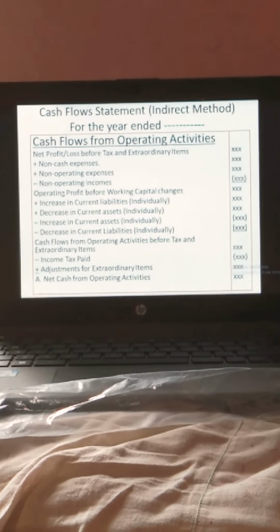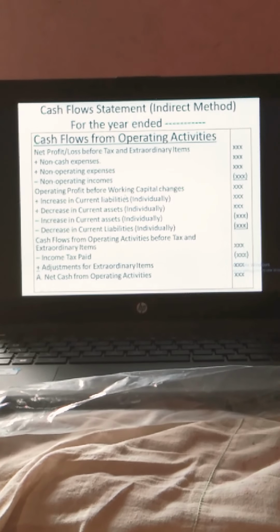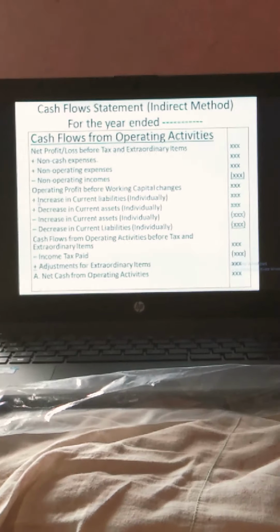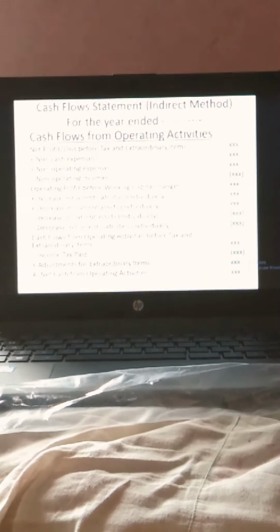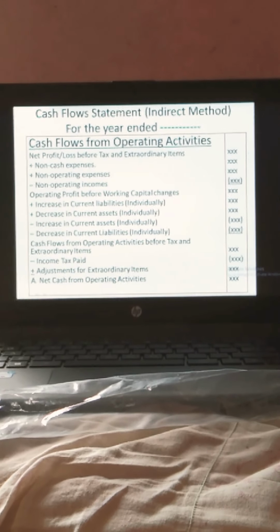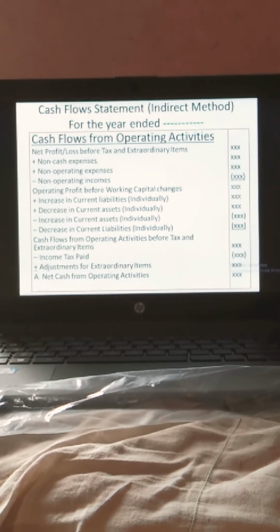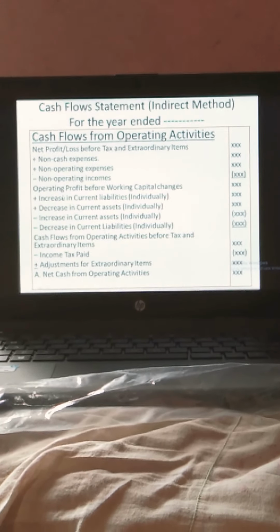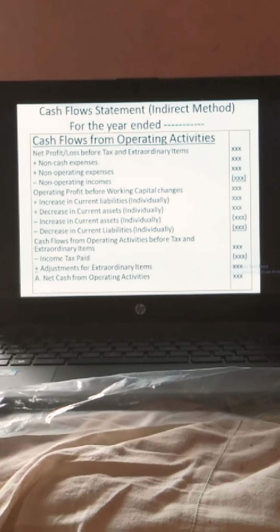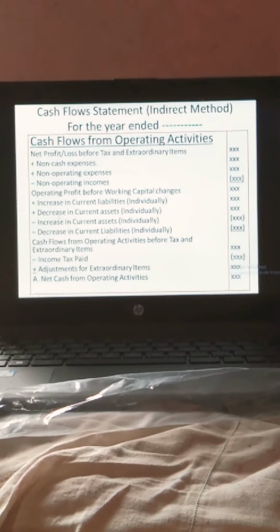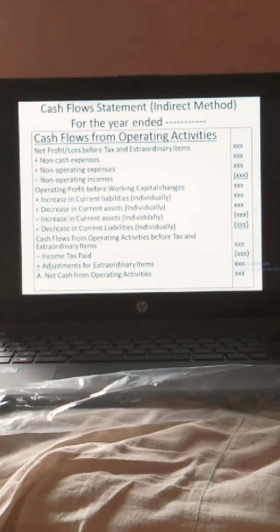With this, we have to make sufficient adjustment for working capital changes. So here we have to add the increase in current liabilities. You have to show it individually. Say for example, suppose creditors is increased, then you have to show increase in creditors. Increase in bills payable, that you have to show separately. Like that, individually you have to show the various items of increase in current liabilities. Then decrease in current assets also you have to add. That also you have to do individually.